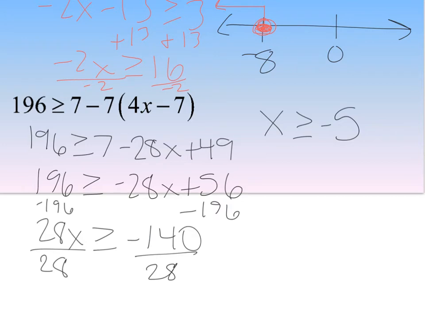Now we can graph. 0, -5. Is it open or closed? Very good, it is closed. You guys are great. And then greater than, so it goes to the right. Woo!